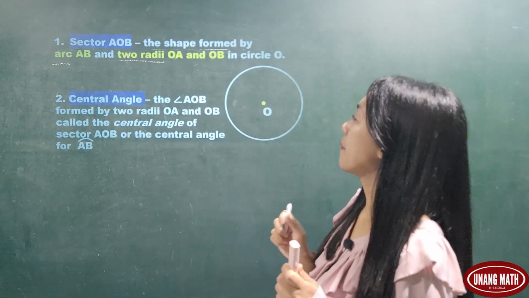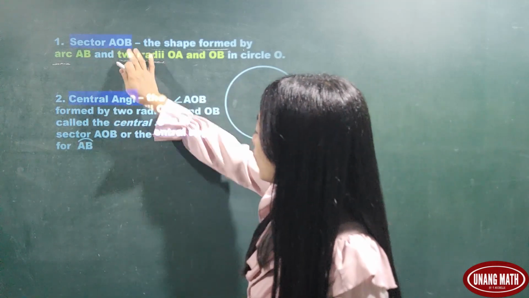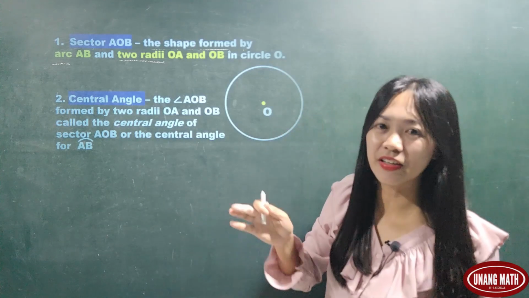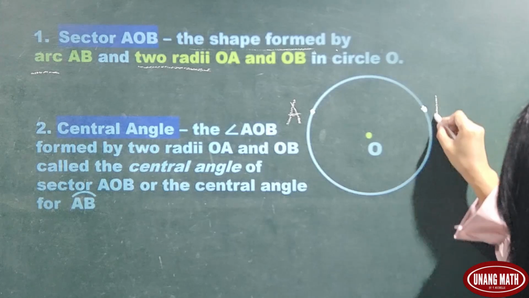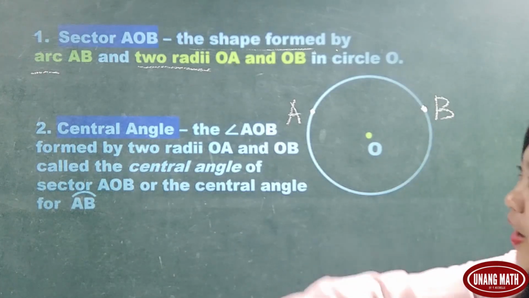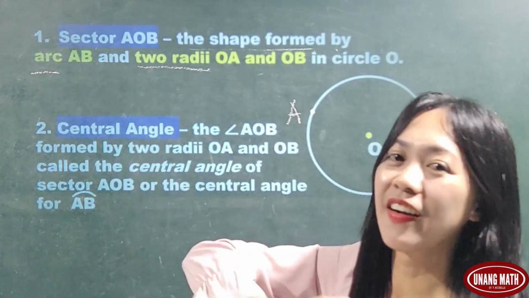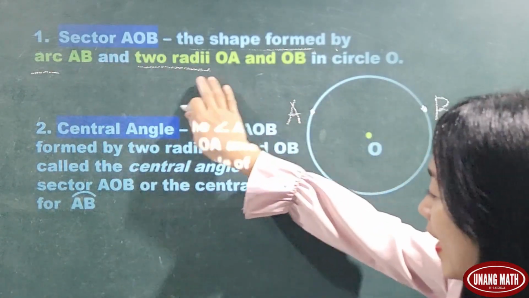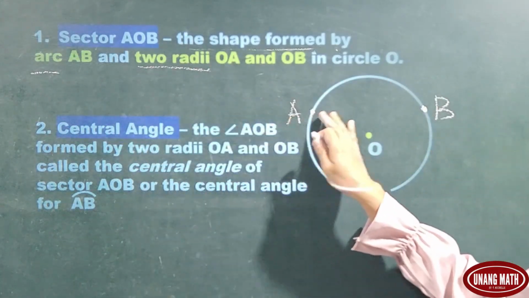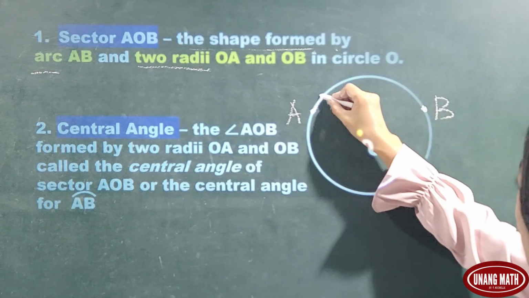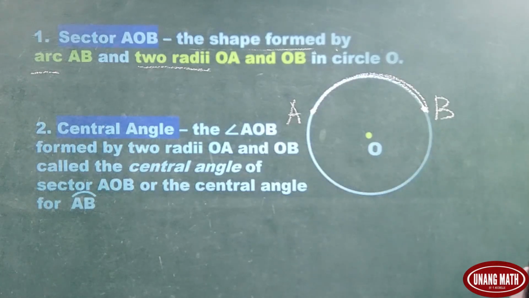Okay, let's give an example. Let's draw sector AOB in this circle. Let's say this is point A and this is point B. Sector is the shape formed by an arc and two radii. In this example, our arc is arc AB, and if we draw arc AB, this will be our arc AB.